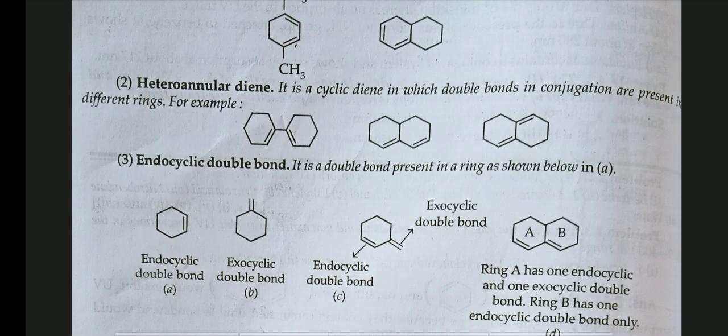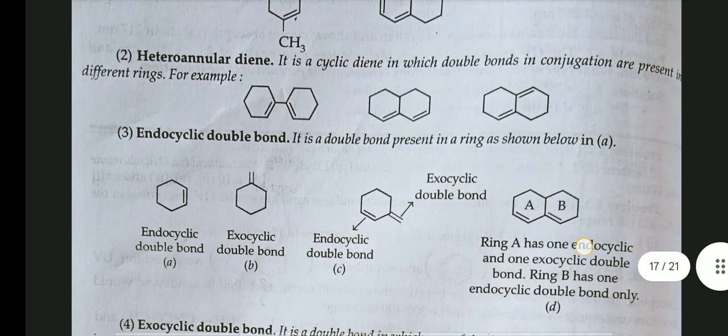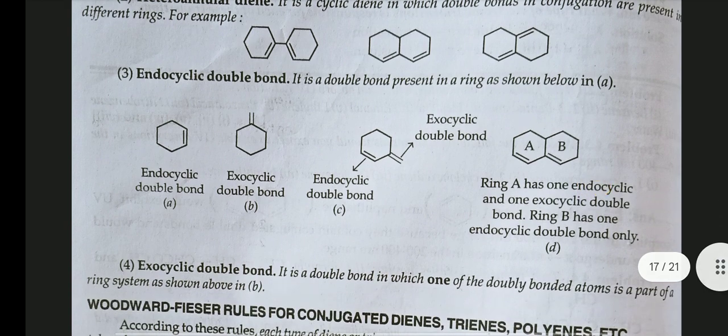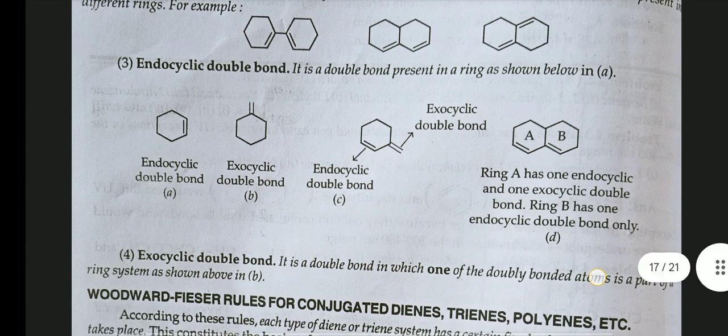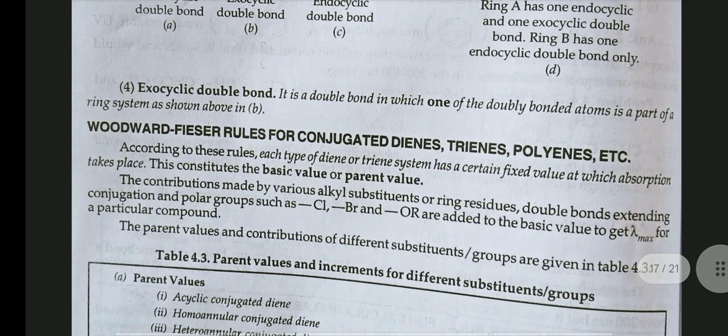Endocyclic double bond: it is a double bond present in a ring. As in the figure, ring A has one endocyclic and one exocyclic double bond. Ring B has an endocyclic double bond only. Exocyclic double bond: it is a double bond in which one of the doubly bonded atoms is a part of a ring system.